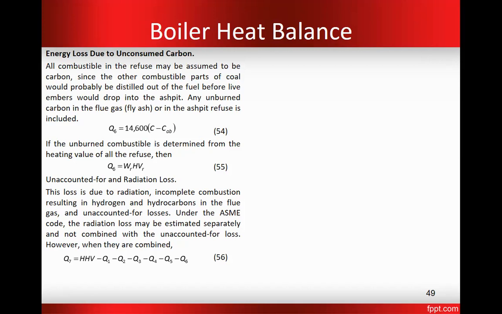If the unburned combustible is determined from the heating value of all refuse, then Q sub 3 is equal to W sub R times S sub VR. Equation 55. So, unaccounted. Okay, so it means if the heating value of the refuse is given, use this one; don't use the other. If it's not given, don't look for this. If C, ash, and CAB are given, it's simple, you can derive the CAB, so use this. In the problem, it's given, so this is the one.